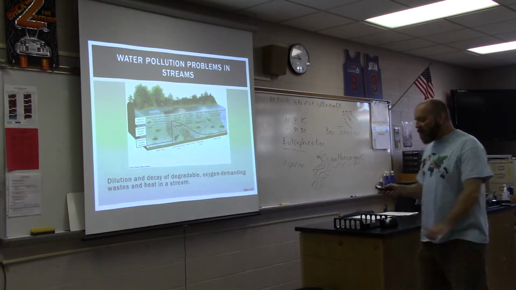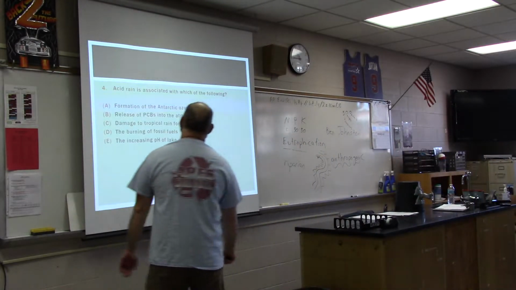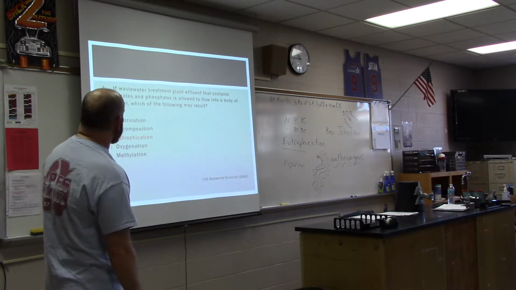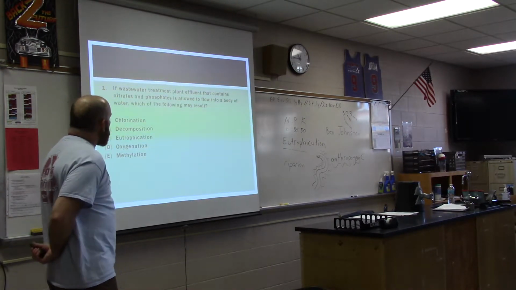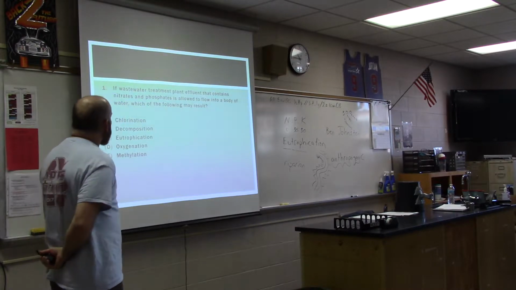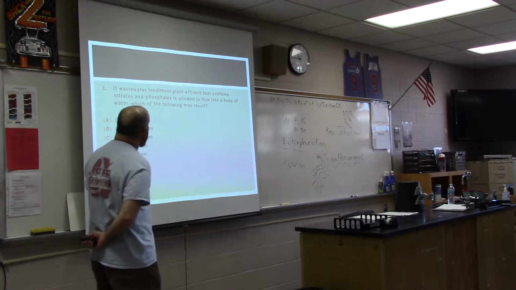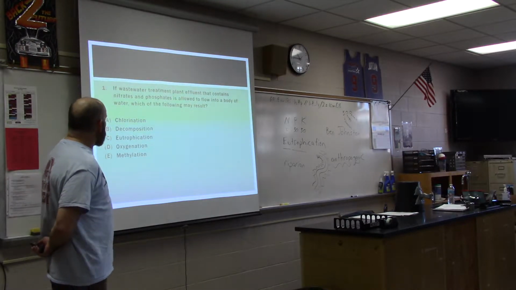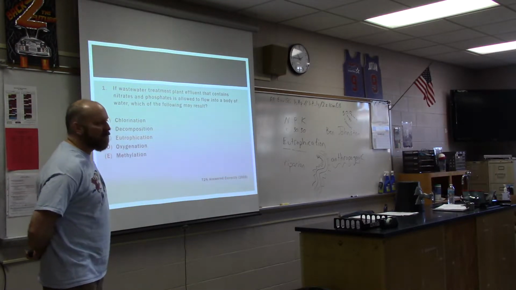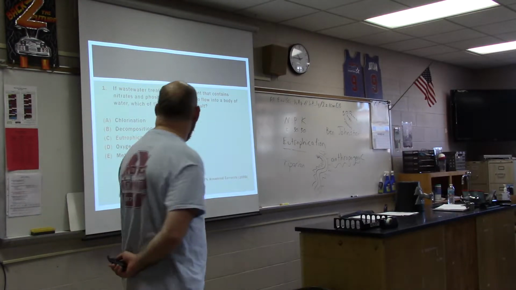But anyway, what else? Let's go back to the beginning and see how well we did. If wastewater treatment plant effluent that contains nitrates and phosphates is allowed to flow into a body of water, which of the following may result? C, eutrophication. Right. Woo-hoo.